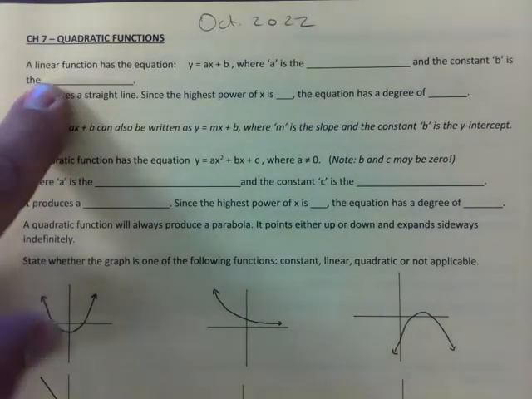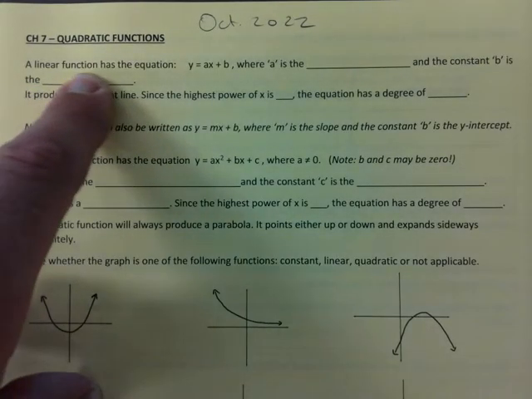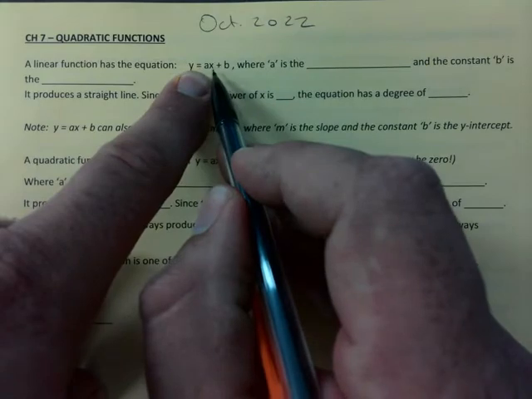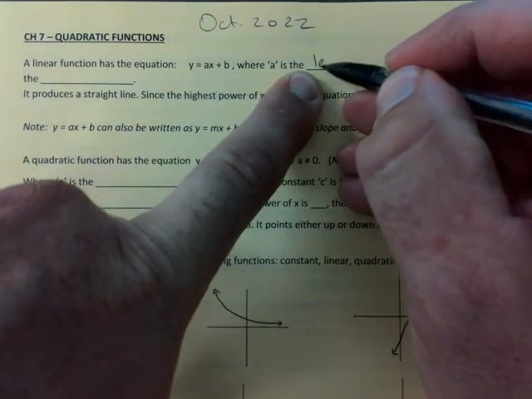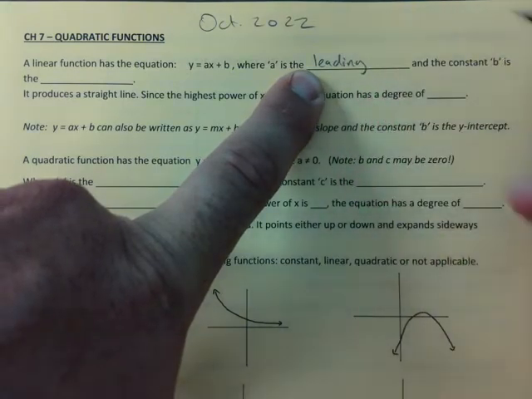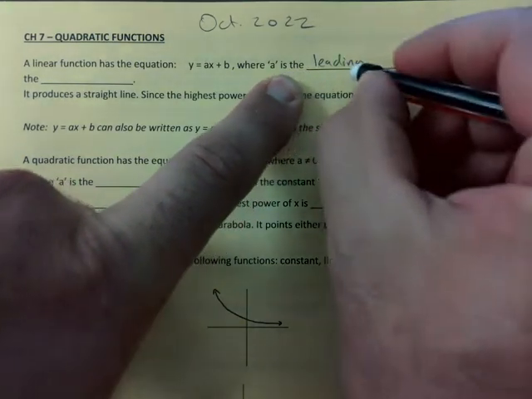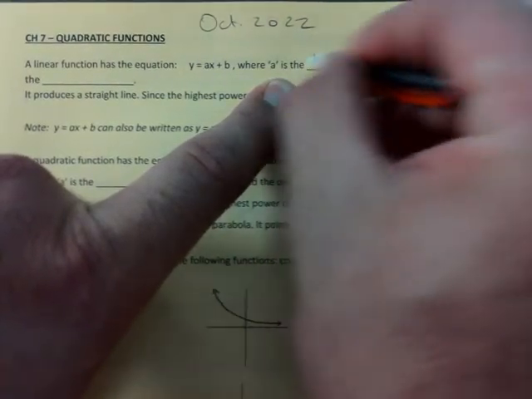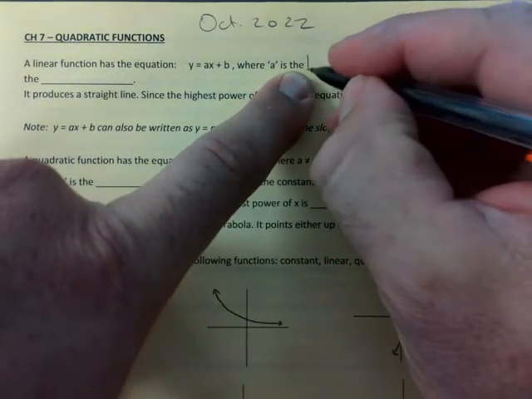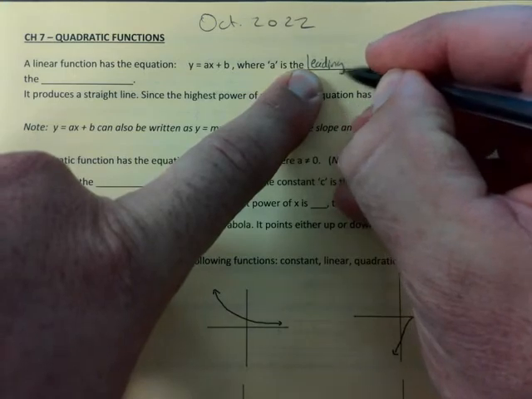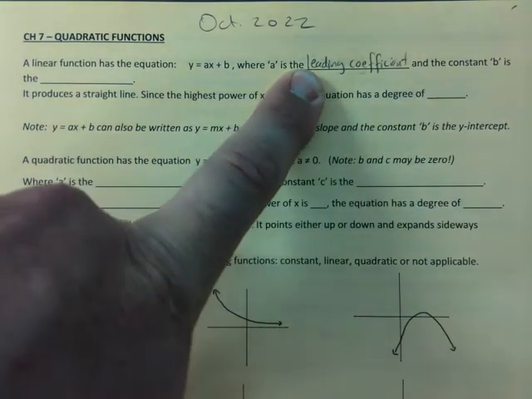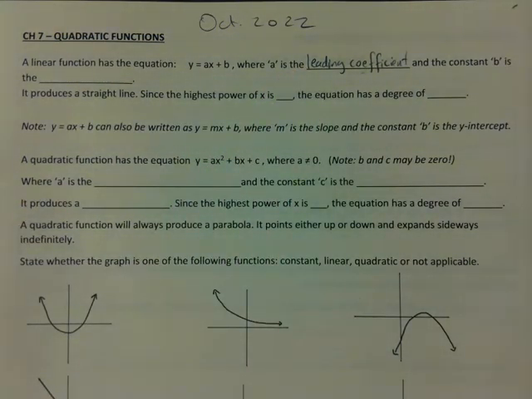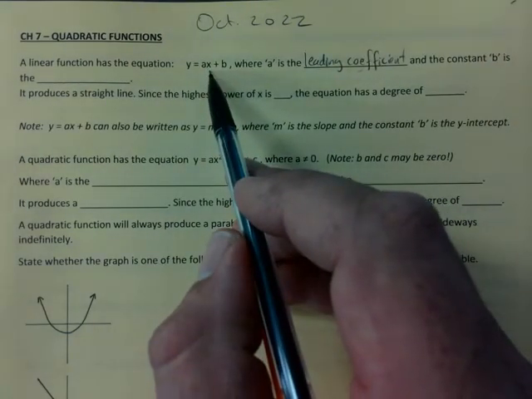Okay, quadratic functions. A linear function has the equation y is equal to ax plus b, where a is the, we call it the leading coefficient. Leading coefficient is like a number that is in front of the variable, to be precise.